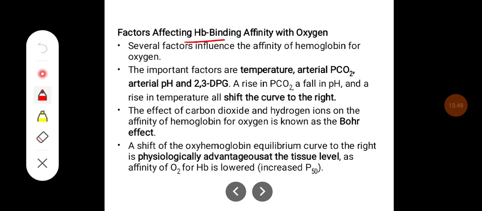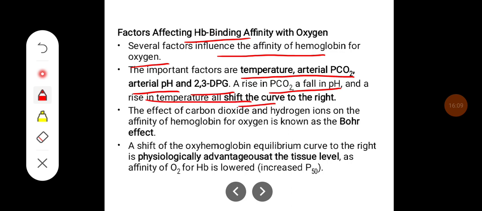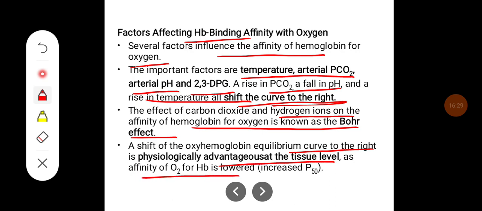The factors which affect the ODC curve: there are several factors which influence the affinity of hemoglobin for oxygen. The important factors are temperature, arterial PCO2, arterial pH, and 2-3 DPG. Rise in PCO2, a fall in pH, and a rise in temperature all shift the curve to the right side. The effect of carbon dioxide and hydrogen ions on the affinity of hemoglobin for oxygen is known as Bohr's effect. A shift of the oxyhemoglobin equilibrium curve to the right is physiologically advantageous at sea level as the affinity of oxygen for hemoglobin is lowered.